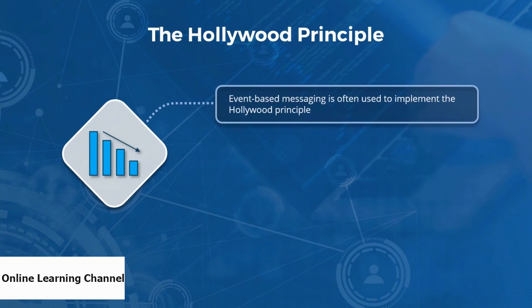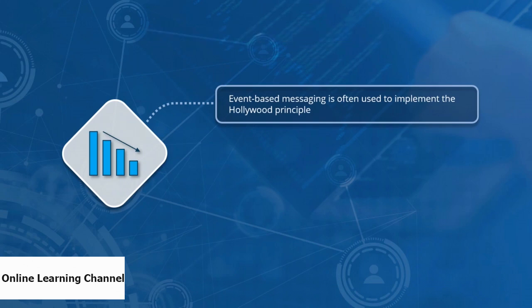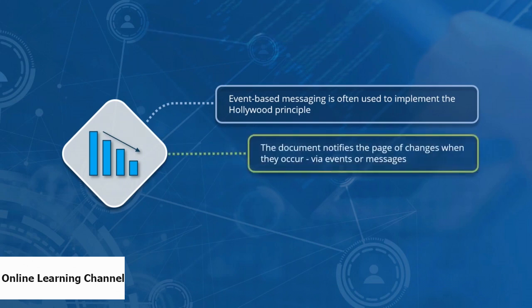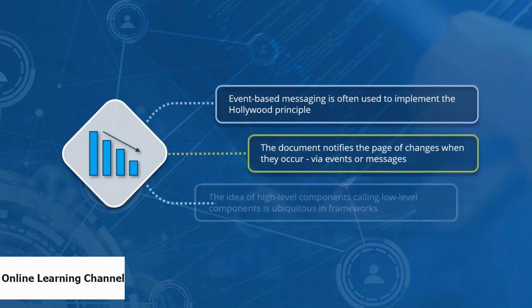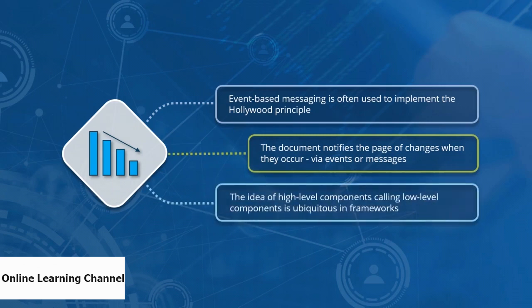If you go back to our example of the text editor where we have documents and pages, the document notifies the page of changes when they occur via events or messages. The document should not reference pages directly. The document should just fire events to notify interested parties of state changes, and pages which are interested in the document should just listen in on those events. This fundamental idea of high level components calling lower level components using abstractions and triggering events is ubiquitous in frameworks.